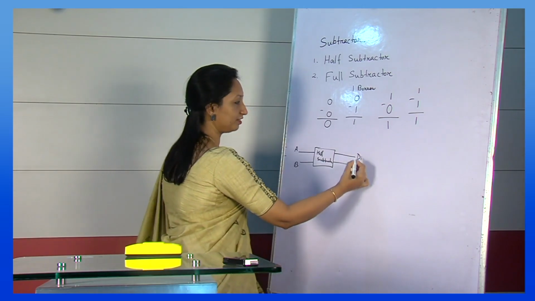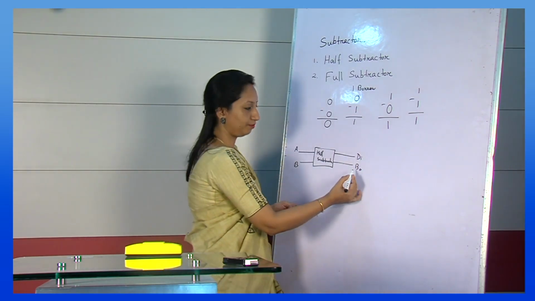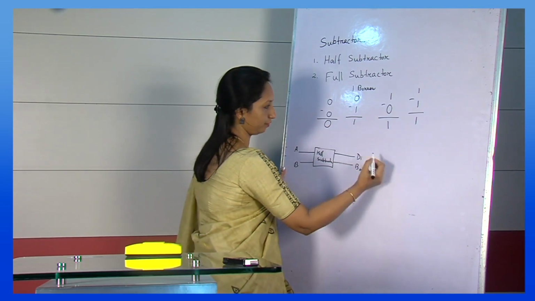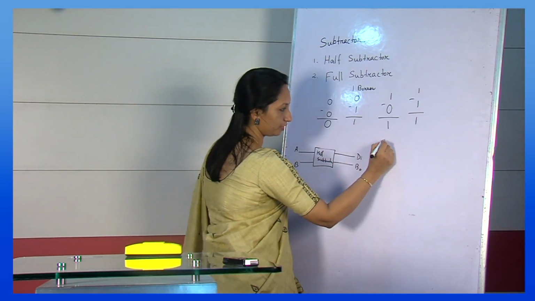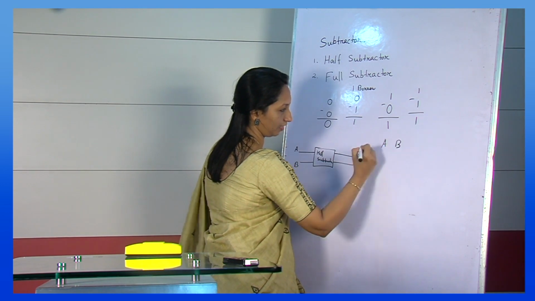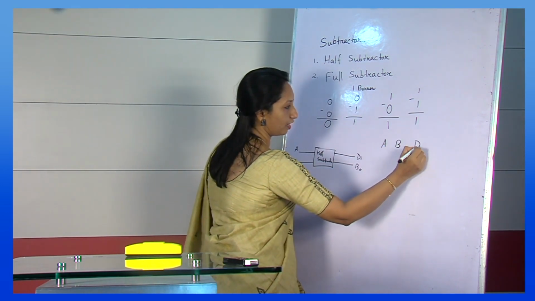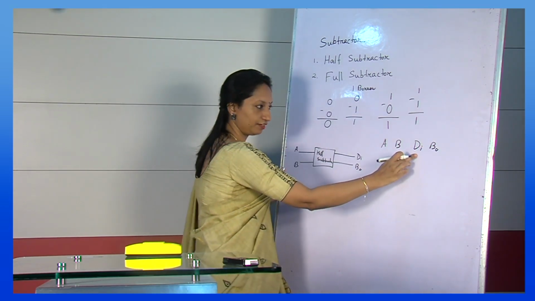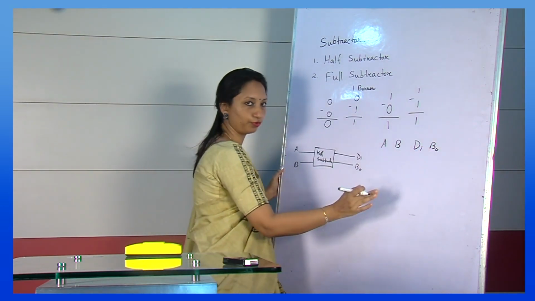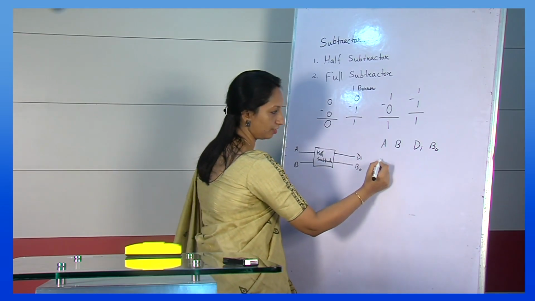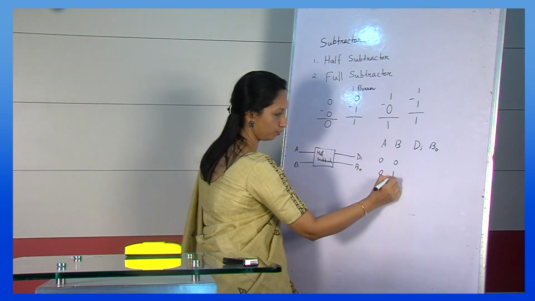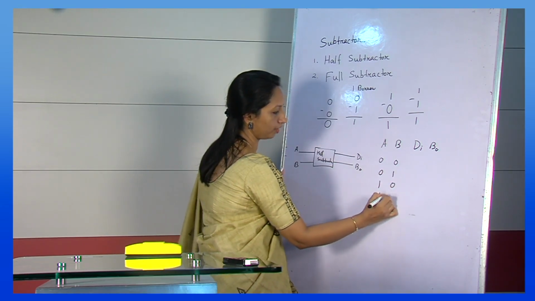So what is Di? Di is the difference output and Bo is the borrow output. And if we see the truth table, suppose these are the inputs A and B and the outputs are Di and Bo. This is the difference and this Bo is the borrow. For the two inputs, the four possible combinations are 0 0, 0 1, 1 0, then 1 1.